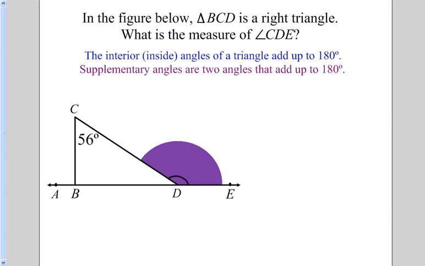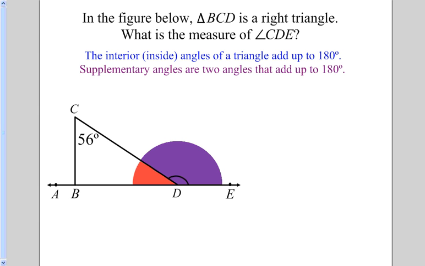So we're trying to find angle CDE, shown here in purple. Right next to that is this angle shown here in red. Now we can see that these two together make half a circle, so they're supplementary angles. And if we can find the measurement of that red angle, we can take and subtract that measurement from 180 degrees, and we will know what the measurement of that purple angle is, CDE.